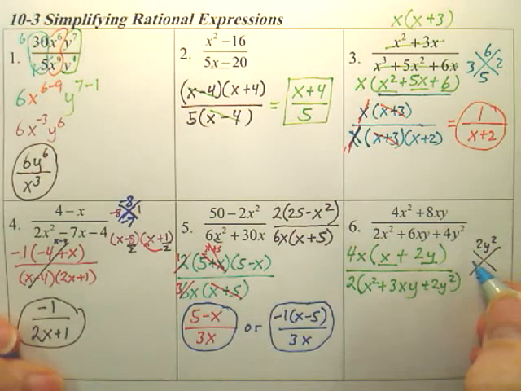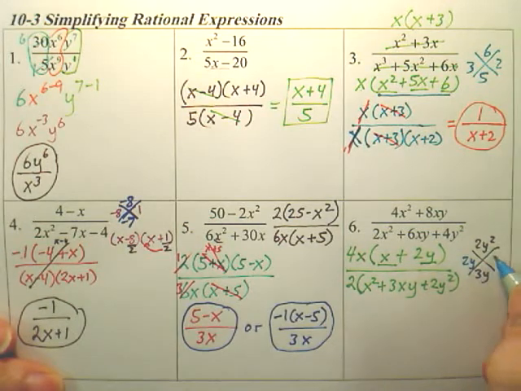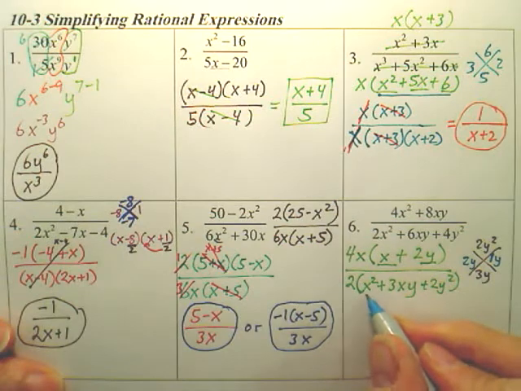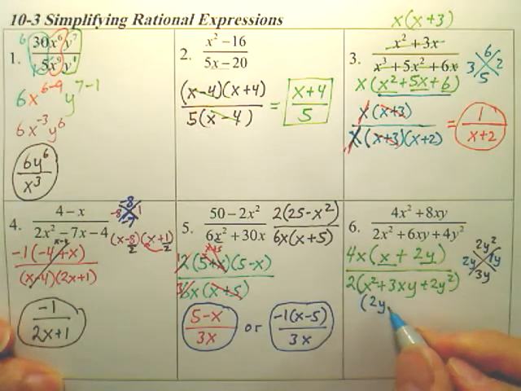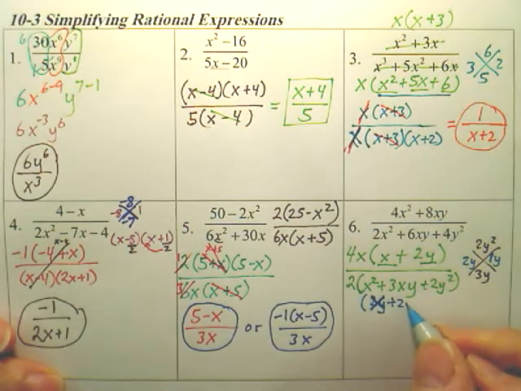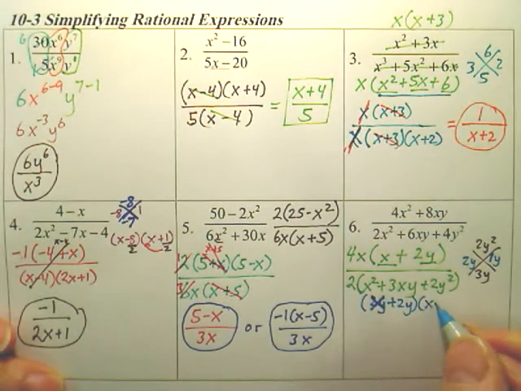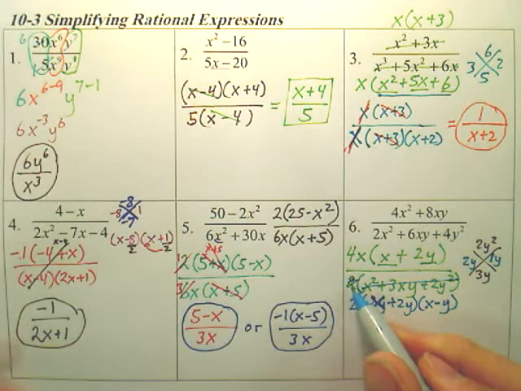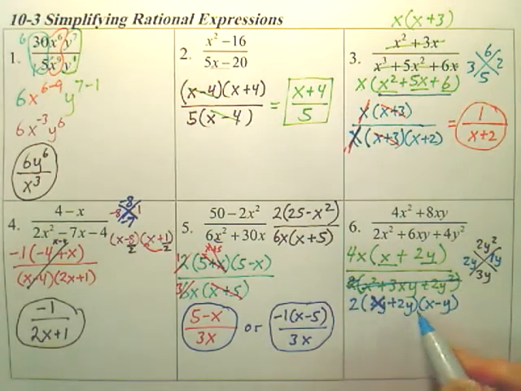Let's see. Two numbers that multiply to get this and add to get this. I think it's 2y and y. This times this gives you that. This times this, yeah. You could put a 1 if you want. So I'm going to rewrite this bottom here as x plus 2y and x minus y. That is this, and leave the 2. Rewrite the whole thing. So this is now the bottom.